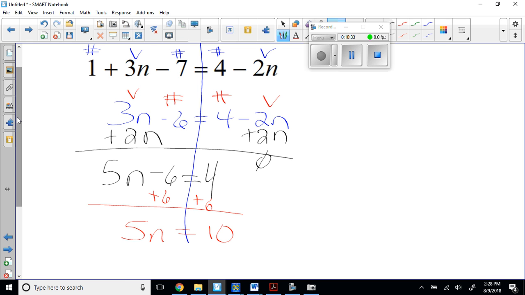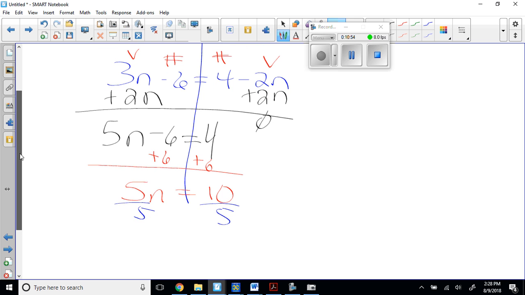What's the question I need to be asking myself? Come on. What is happening to my variable? That's the question. It's being multiplied. Multiplied by who? 5. So if it's being multiplied by 5, we'll do the inverse, which is what?